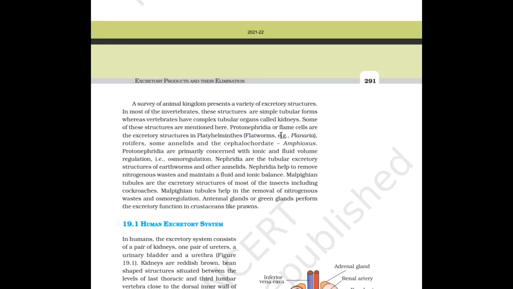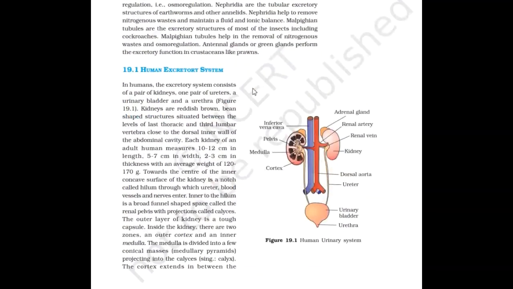Nephridia are the tubular excretory structures of earthworms and other annelids. Nephridia help to remove nitrogenous waste and maintain fluid and ionic balance. Malpighian tubules are the excretory structures of most of the insects, including cockroaches. Malpighian tubules help in the removal of nitrogenous waste and osmoregulation. Antennal glands or green glands perform the excretory function in crustaceans like prawns.